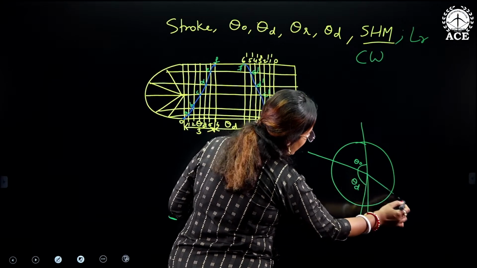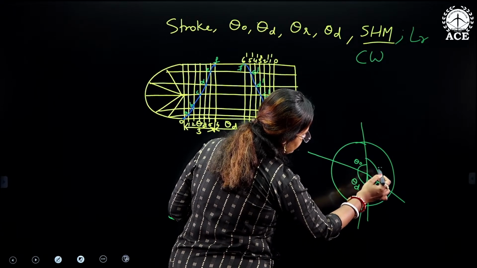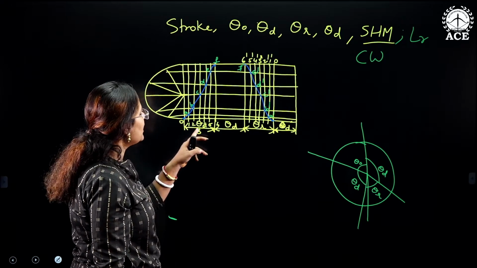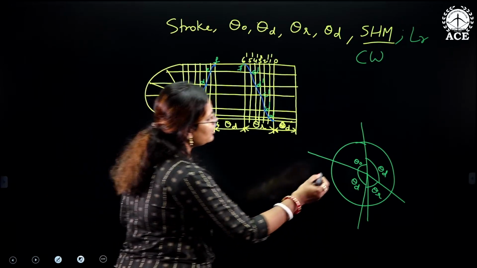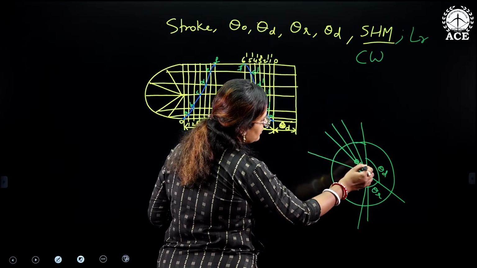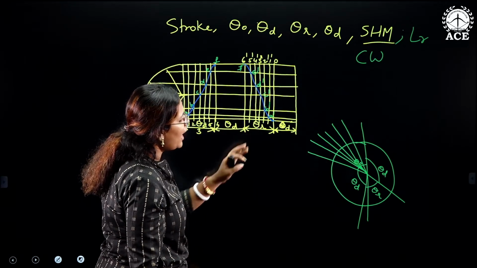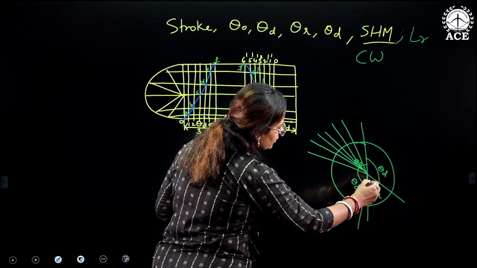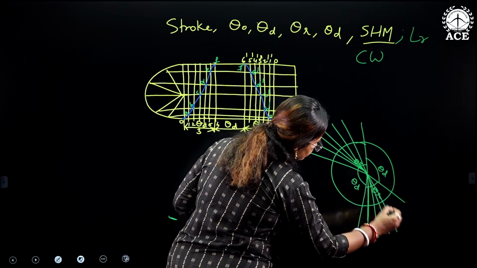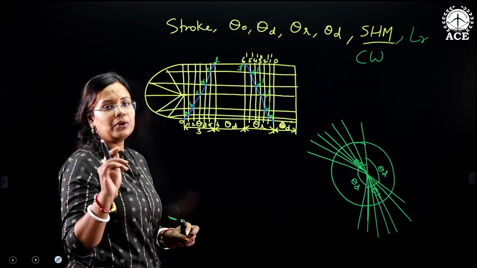Next is theta R, and remaining is theta D. Now here theta O is divided into 6 equal parts, so here also we will divide this into 6 equal parts. Here also theta R is divided into 6 equal parts, so on an angular basis also 6 equal parts, like this. Now comes the crucial part.